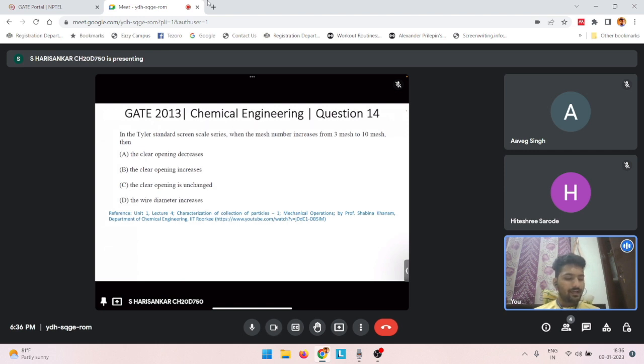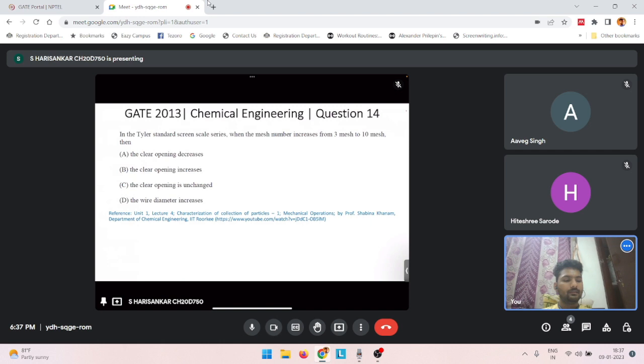In the Tyler Standard Screen Scale series, when the mesh number increases from 3 mesh to 10 mesh, then option A, the clear opening decreases, option B, the clear opening increases, option C, the clear opening is unchanged, option D, the wire diameter increases. So this is a question from screening part of mass transfer operations, and the reference NPTEL lecture can be found in Unit 1, Lecture 4, Characterization of Collection of Particles 1, Mechanical Operations by Professor Shabina Khanam, Department of Chemical Engineering, IIT Roorkee.